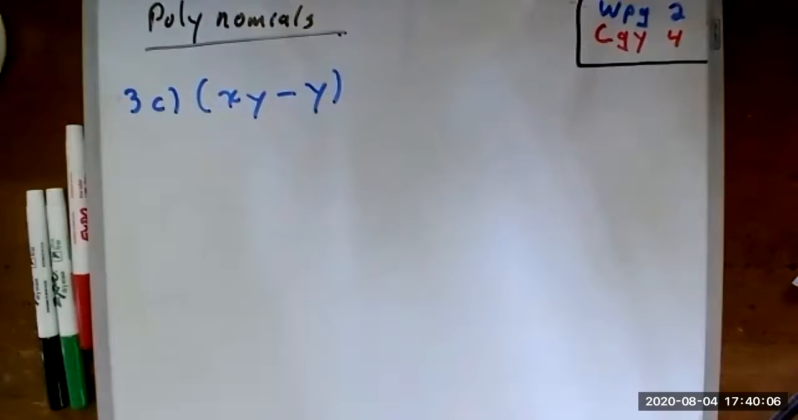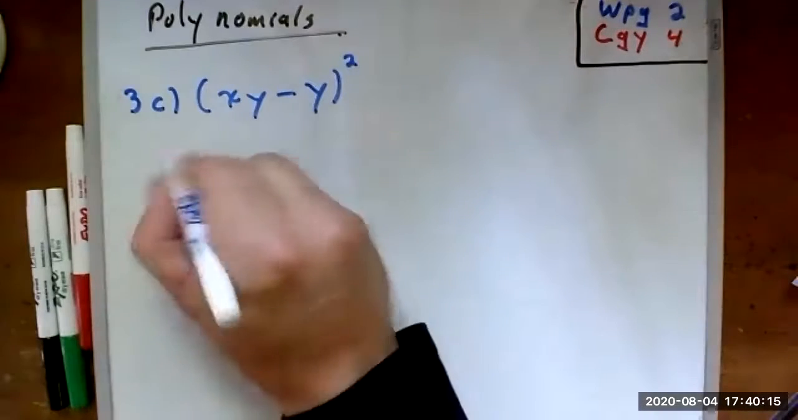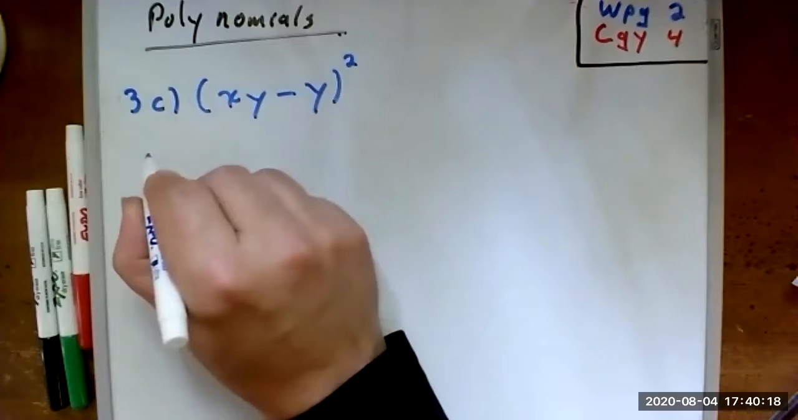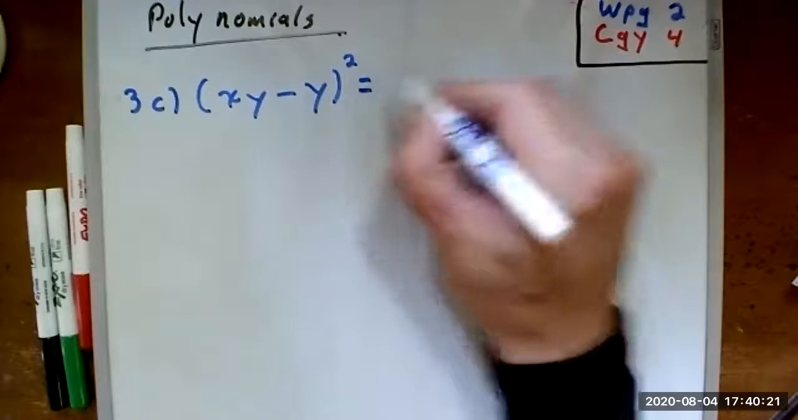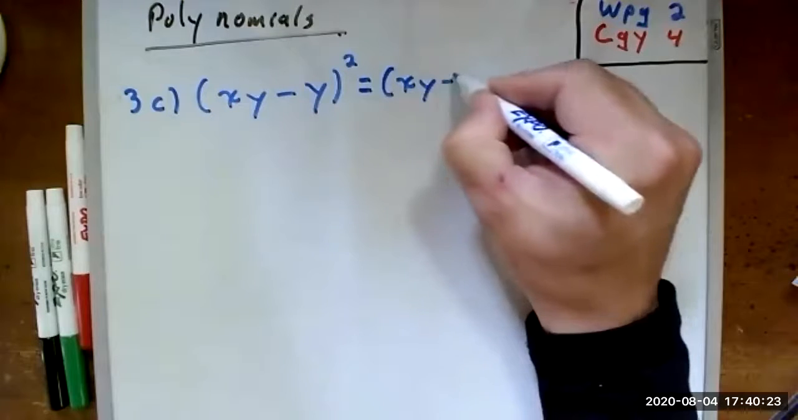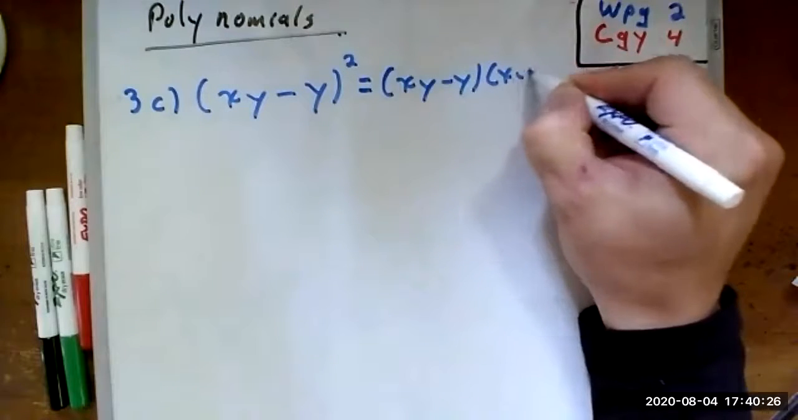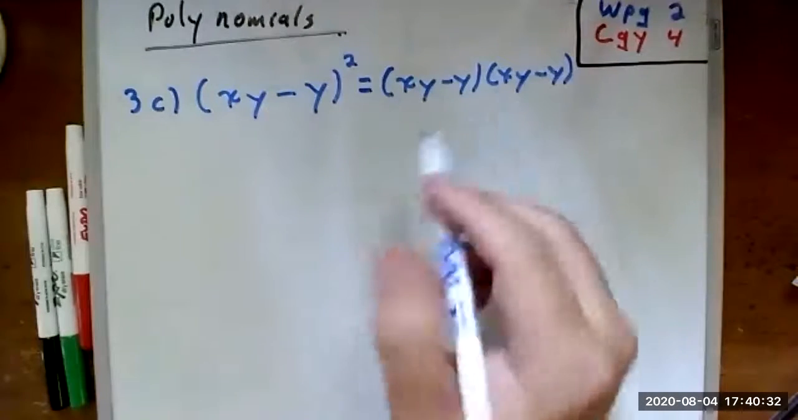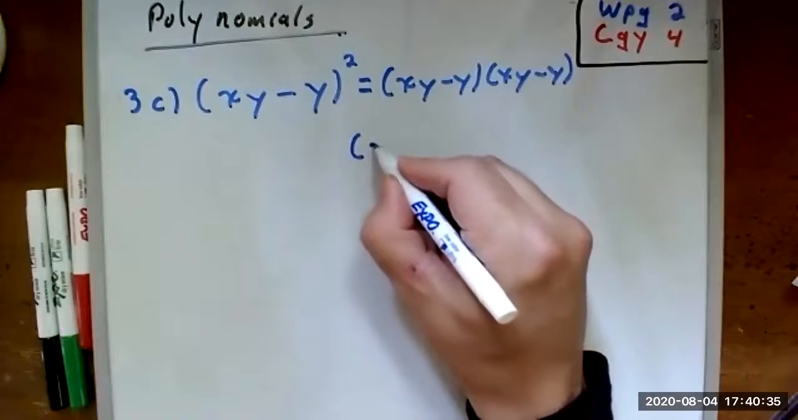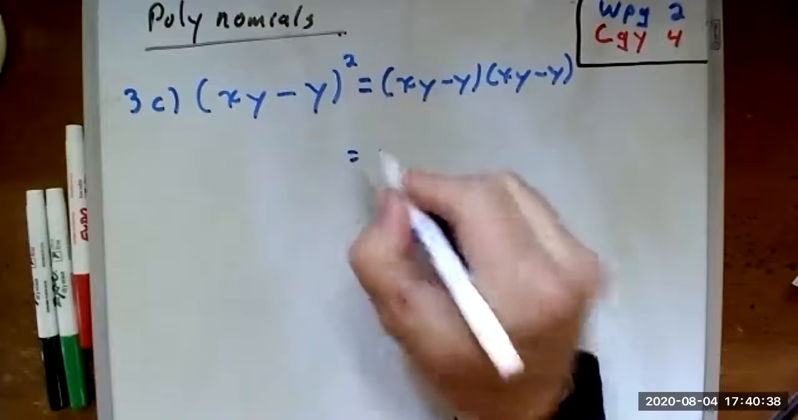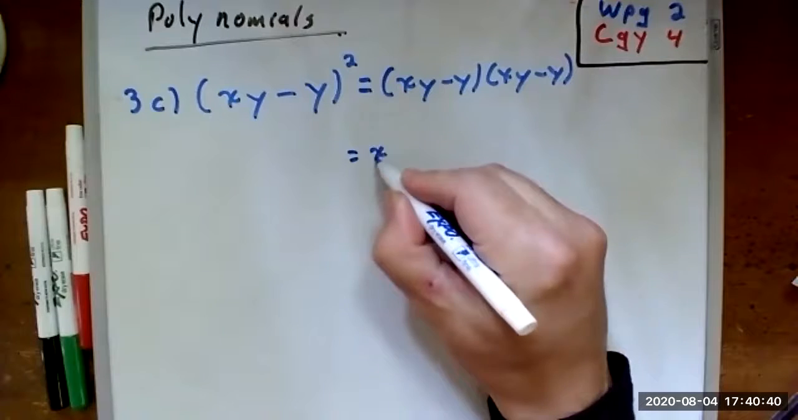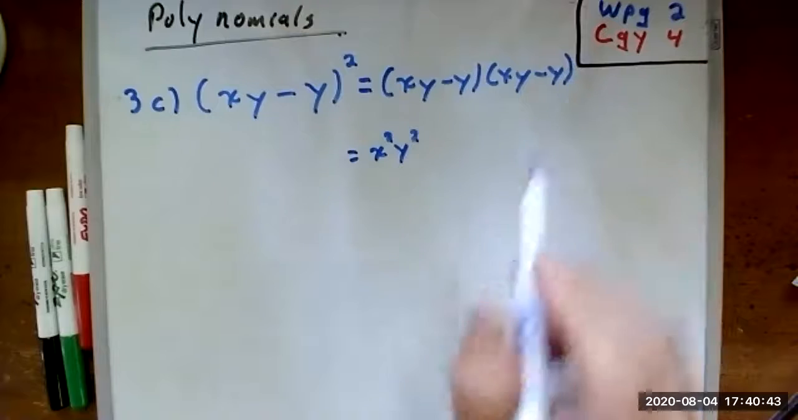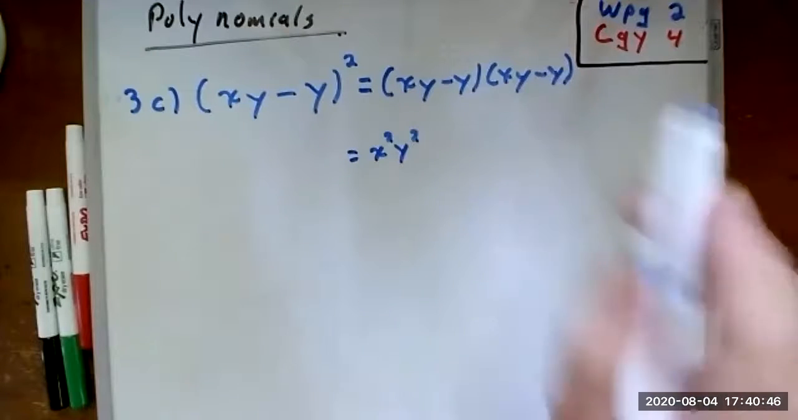Let's switch up the colors just for a little bit. So 3c is asking me xy, I think it's minus y, or is it plus y? Minus y, all squared. Remembering that when you've got something in brackets and it says squared, it does mean take the whole thing and let it multiply by itself. So this becomes xy minus y times xy minus y. So xy times xy gets me, oops, I don't need the brackets, it's all going to come out just once.